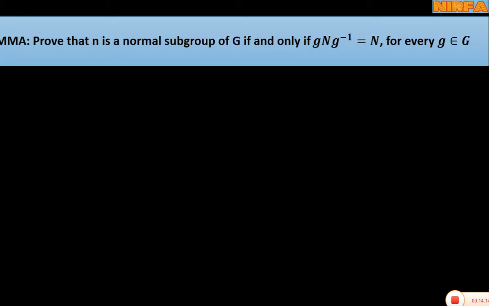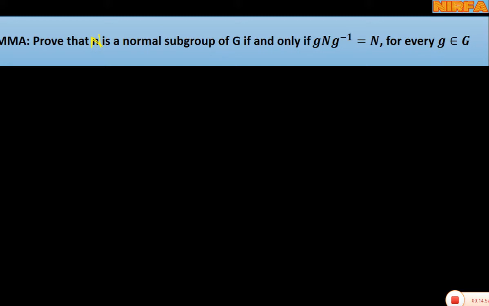So let us see one lemma. Prove that N is a normal subgroup of G if and only if g N g inverse is equal to N for every g belongs to G. Now in this lemma, if we read the statement, there is an if and only if. Its meaning is, first suppose that N is a normal subgroup of G. I would like to make a correction here. It is not a small n, this is a capital N. Okay, this is a capital N. So prove that this capital N is a normal subgroup of G.